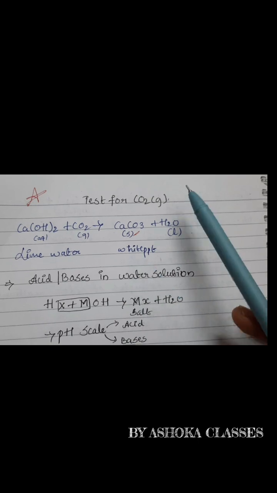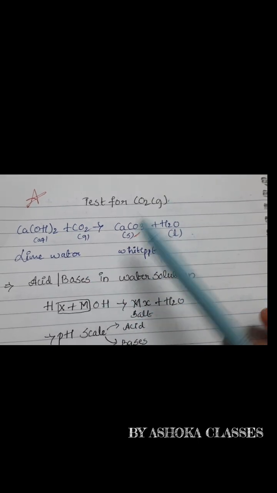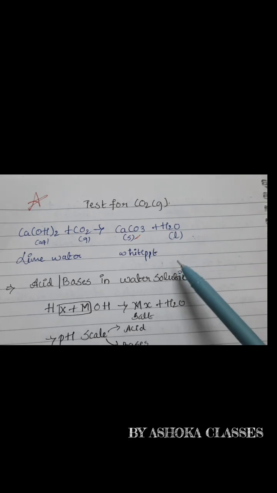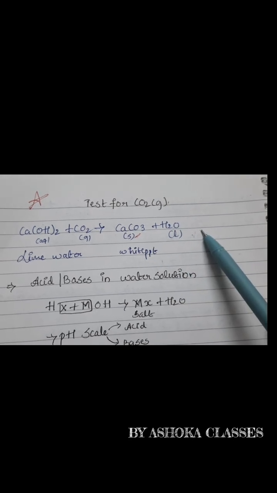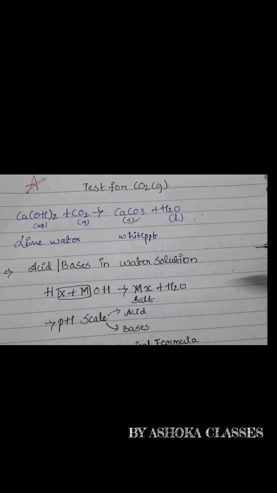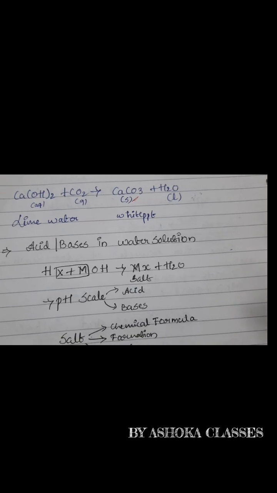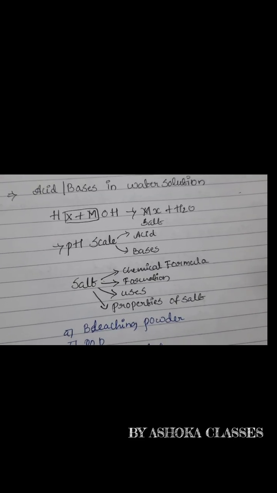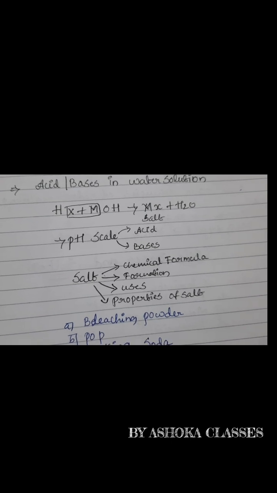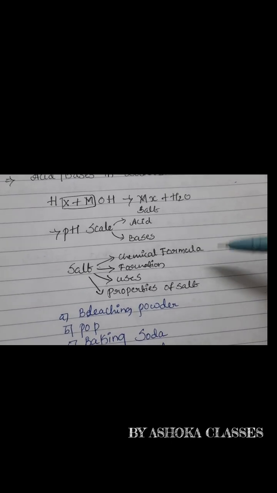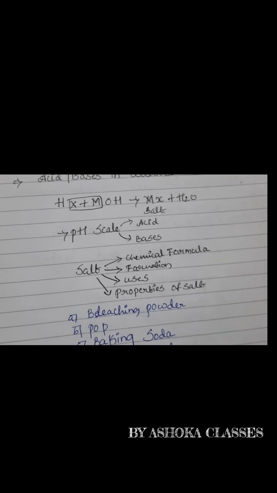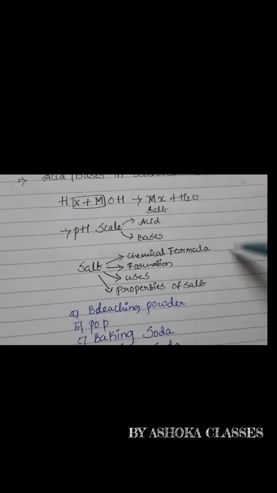Next topic is the test for CO2 gas. Here you add lime water to CO2 gas and you get a white precipitate. This reaction is also important. Next, acids and bases in water solutions. If H+ and OH- combine in water solution, you get a salt. Also you have to remember the pH scale of acids and bases, at which point it turns acidic and at which point it starts to be basic.